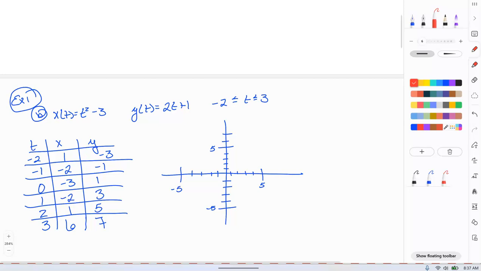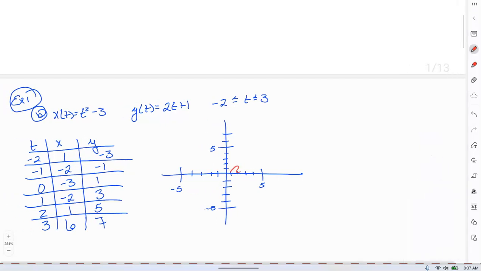So let's look at our points on our plane. I've got the point 1, -3. -2, -1. -3, 1. -2, 3. 1, 5. And then 6, 7.